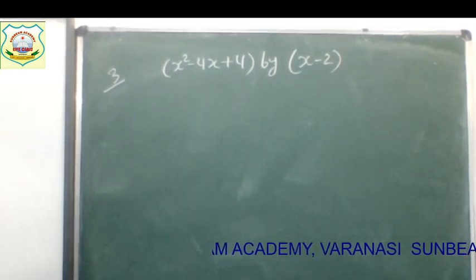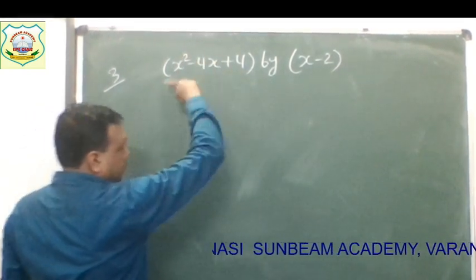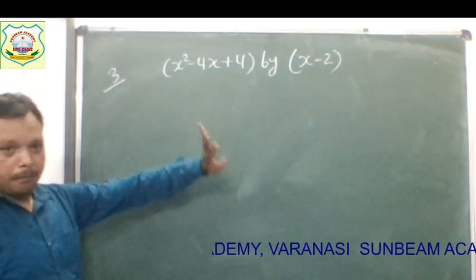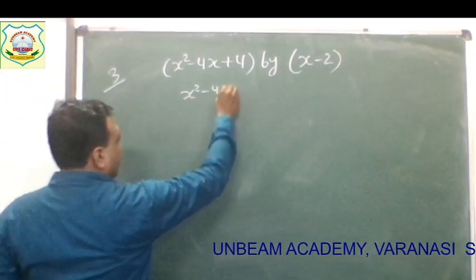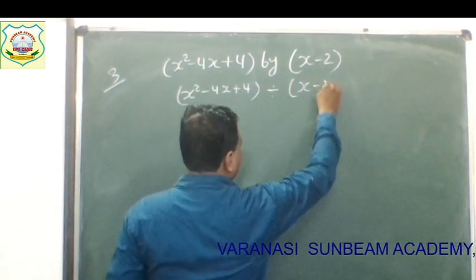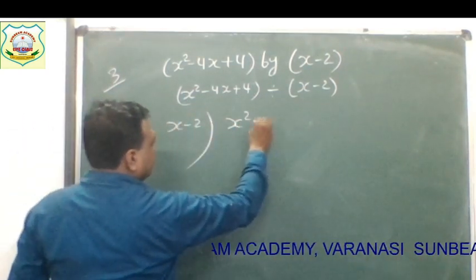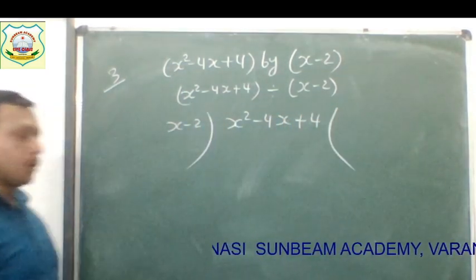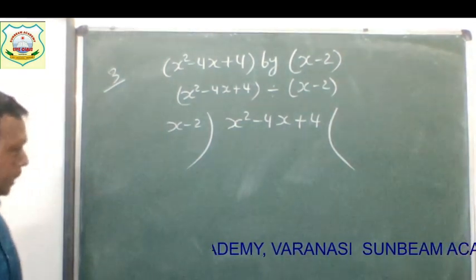Students, I told you, first we will check whether all the degrees are in decreasing order or not. 2 here, 1, yes. And here also this is binomial form. So here the question is okay. Now going to divide x square minus 4x plus 4 divide x minus 2. Same as the example we have told you previously, same here.